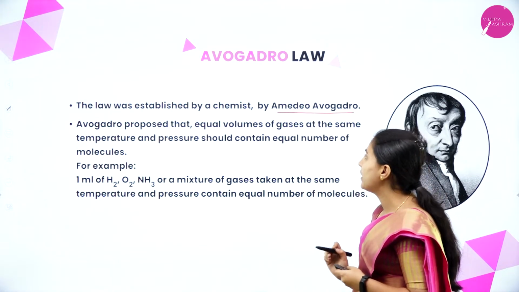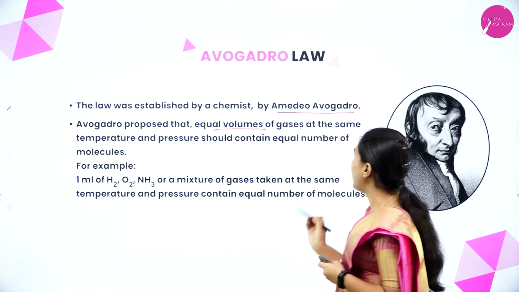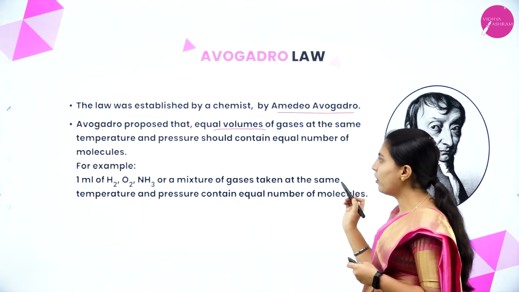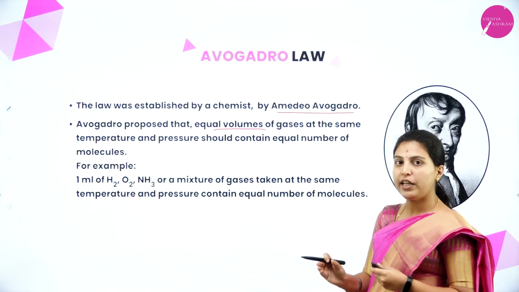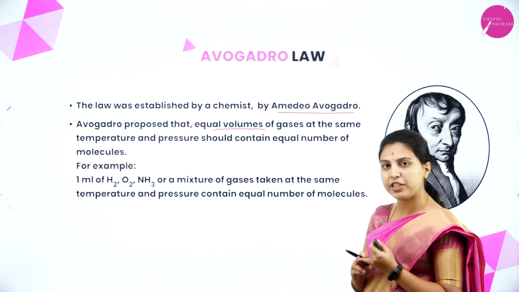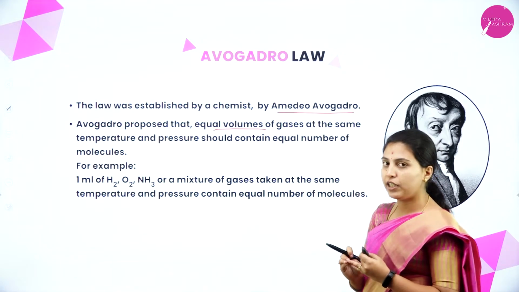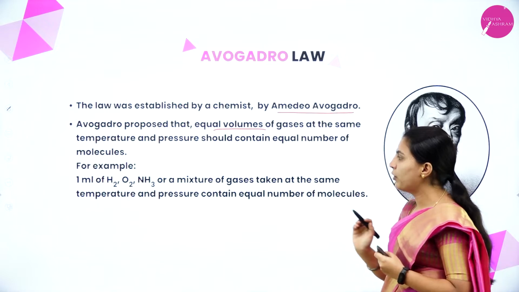Avogadro proposed that equal volumes of gases at the same temperature and pressure should contain an equal number of molecules. What he told here is that the temperature and pressure should be the same, and equal volumes should be present to form an equal number of molecules.